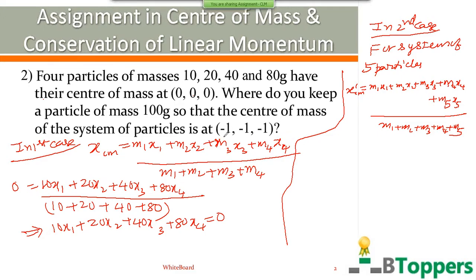In the second case, center of mass is at -1 comma -1 comma -1. That means the x coordinate of center of mass in the second case is -1. m1 is 10 grams here, m2 is 20 grams, m3 is 40 grams, m4 is 80 grams, and the fifth particle has mass 100 grams.